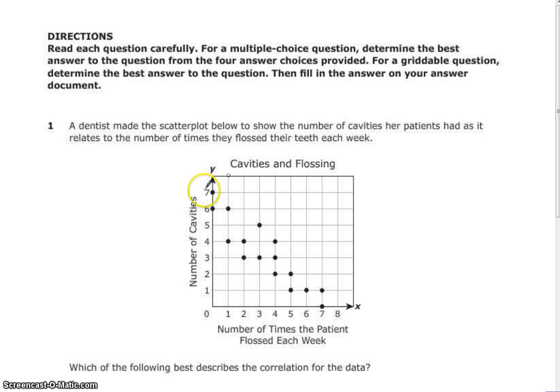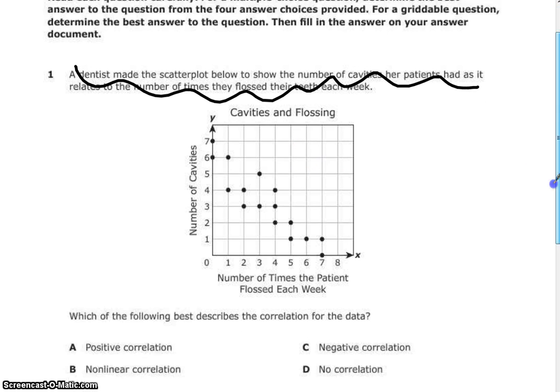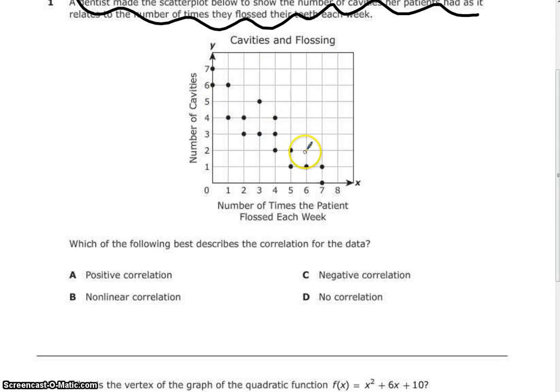Look at number 1. A dentist made the scatter plot below to show that, by the way, I don't care if you read what's above the graphs. It just tells what's going on, and we really don't care. We just care about the math, okay? So we have this table, and which of the following best describes the correlation? Okay, how is it related?